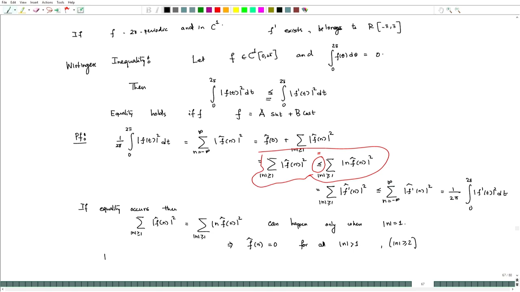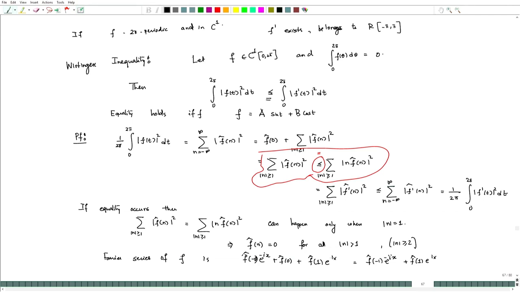Therefore, the Fourier series of f is nothing but f hat of minus 1 e to the power minus i x plus f hat at 0 plus f hat at 1 e to the power i x. Now, it is given that f hat of 0 is equal to 0, because the integral from 0 to 2 pi of f theta d theta is equal to 0. So this is nothing but f hat of minus 1 e to the power minus i x plus f hat of 1 e to the power i x.